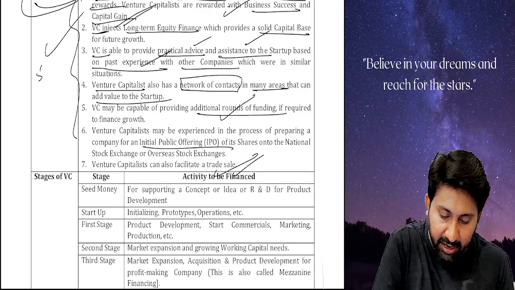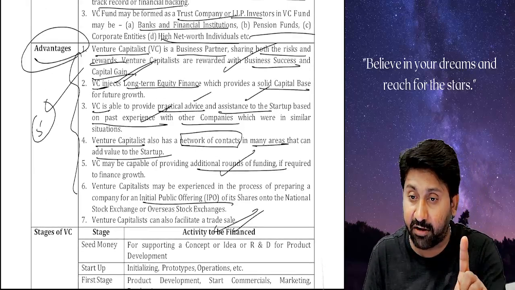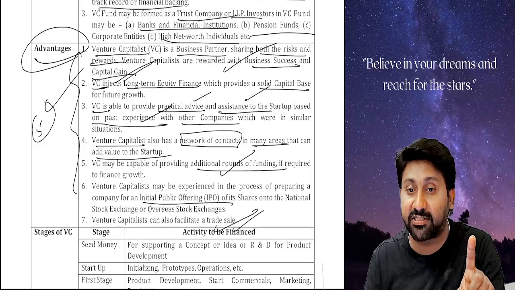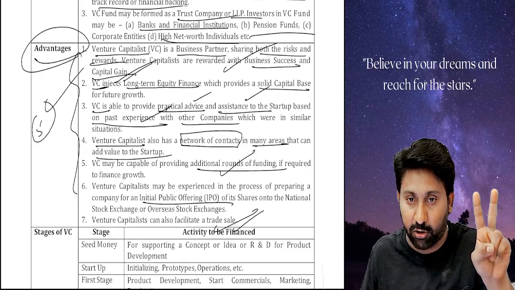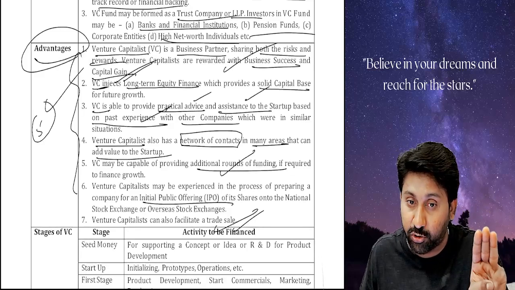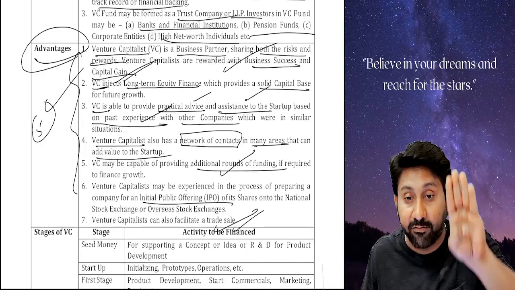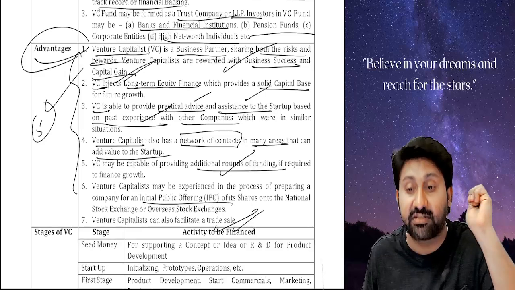At least remember any 5 points in this. First one, they are business partners sharing the risk and reward along with you. For sharing the risk and reward, they ask for a share of the business success. They will also ask for a share of the capital gain. Number two, they will provide a long-term equity capital base. They will give you assistance with the past experience they have. They will give you contacts, which add value to the startup.